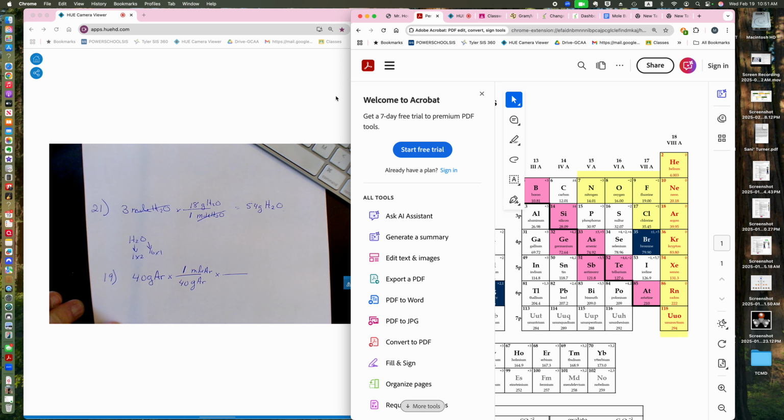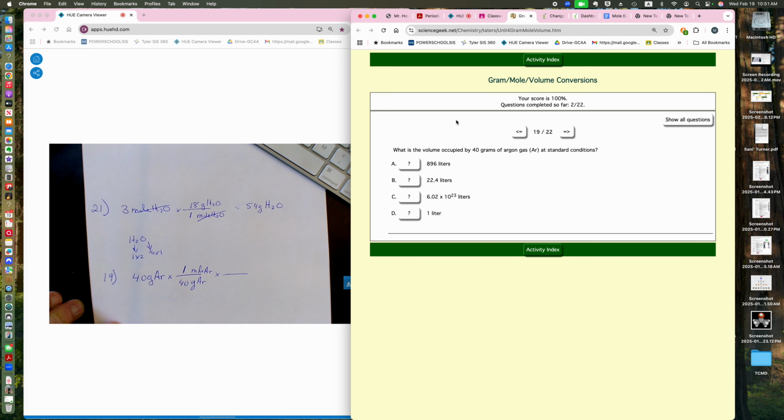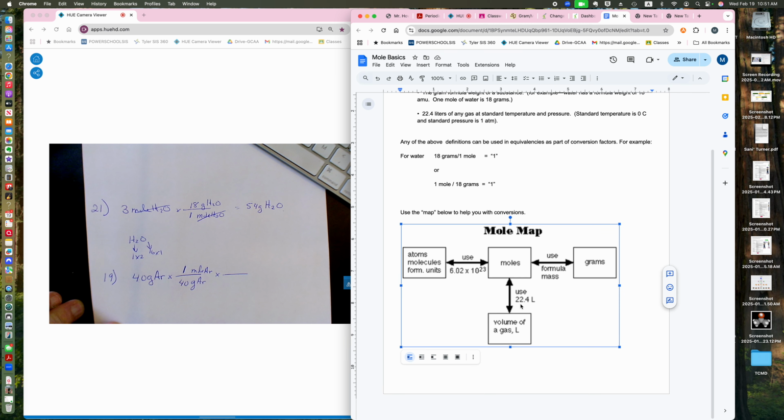Next thing we're going to do is change to liters, because the question says, what is the volume? So to change to liters, we're going to use this conversion factor right here. You're going to put moles of argon on the bottom, liters of argon on top, and 1 mole is 22.4 liters. That's the nice thing about liters or particles: the numbers never change. When you're going to grams, you always have to add up the formula mass.